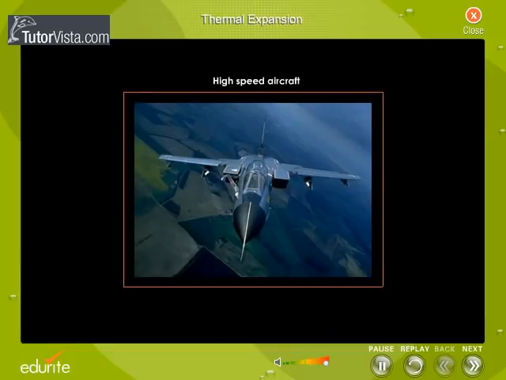Did you know that the wing panels of high-speed aircraft, when on ground, fit together so loosely that fuel may leak out of the wings? But once it starts flying with a speed equal to 3 times the speed of sound, the panels expand to make a perfect fit. The expansion of solids is due to change in interatomic separation.